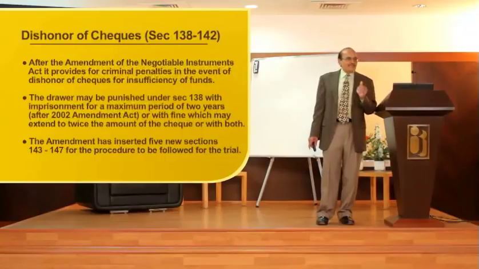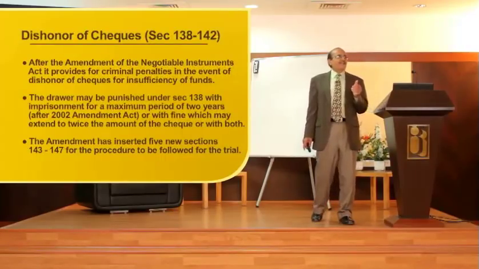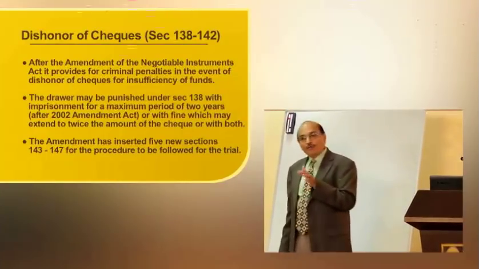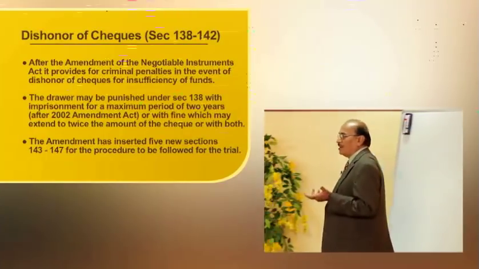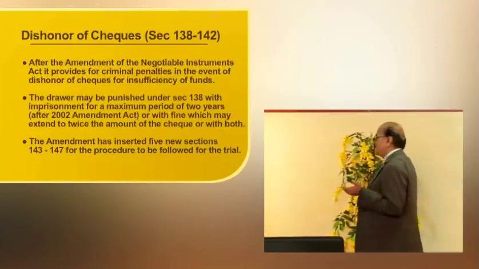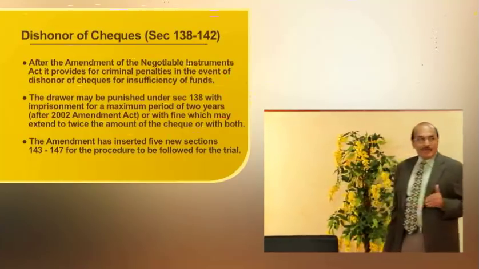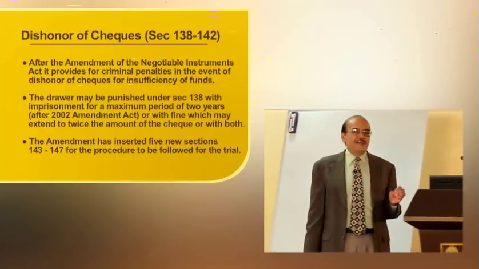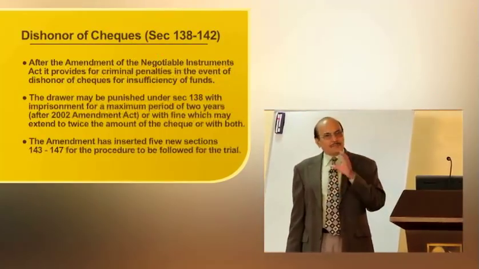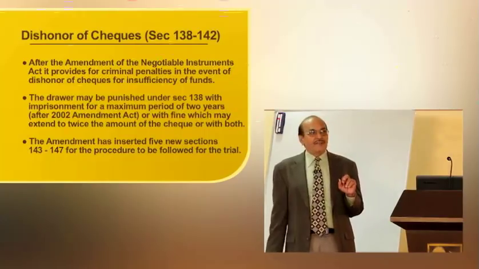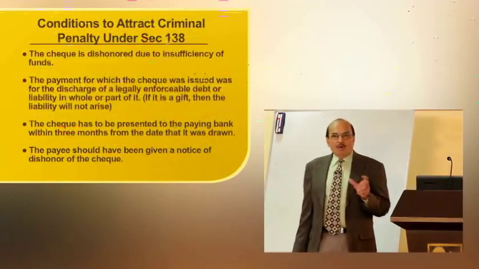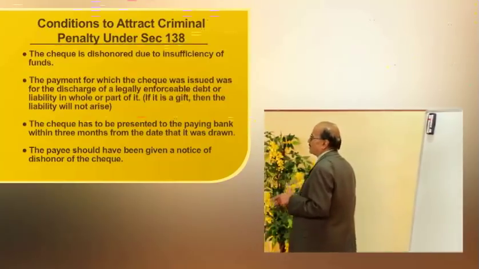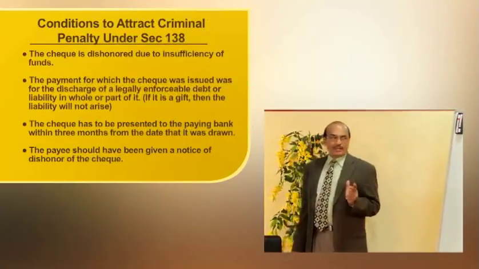He may be imprisoned or he may be fined, which may extend to twice the amount of the check, or with both. It all depends upon the view taken by the judge. The amendment has inserted 5 new sections, sections 143 to 147, for the procedure to be followed for trial. What are the conditions to attract criminal penalty under section 138? Let's have a look at it.